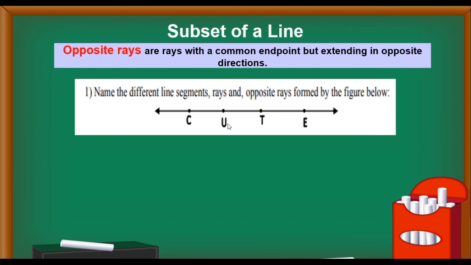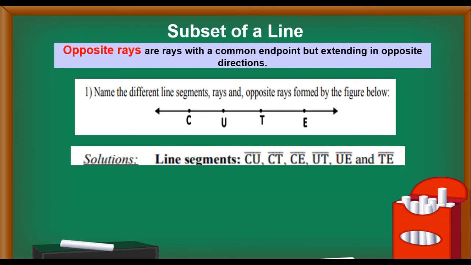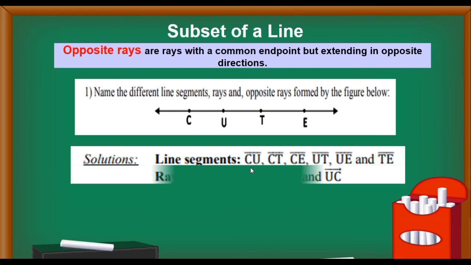So, given po itong line natin, i-name muna daw po natin yung line segment. So, sino-sino po yung line segment? So, line segment CU, ayan, si line segment CT, line segment CE, line segment UT, line segment UE, and line segment TE. So, tandaan, parehas lang po ang line segment CU at line segment UC.